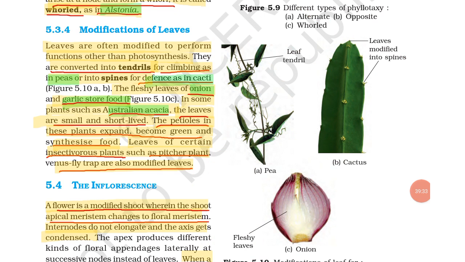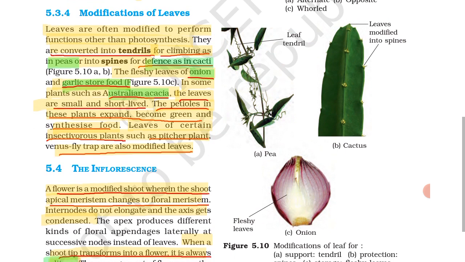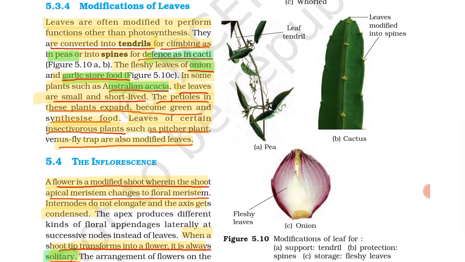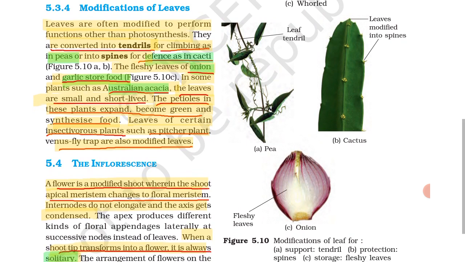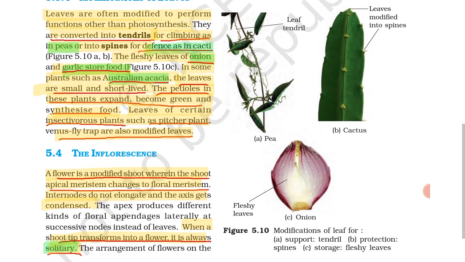So these are the modifications of leaves. Here you can see the diagrams of pea, cactus and onion with their fleshy leaves. Pea was the example of tendril, cacti was the example of modification of leaves into spines, and onion was the example of modification for food storage. So these are the examples of modification of leaves. Go through these examples carefully.